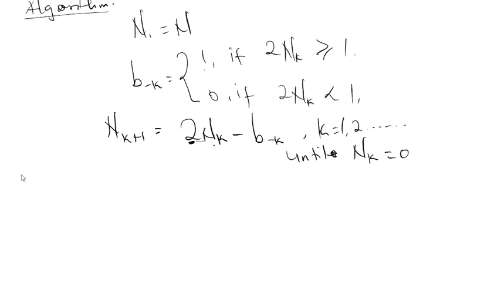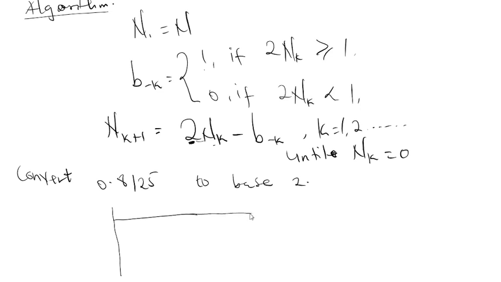Convert 0.8125 to base 2. Now, using the algorithm, let's make it simple for us and use a table. Let's draw a table to write it on. We are starting from k, with k having the values from 1 going up in that order.